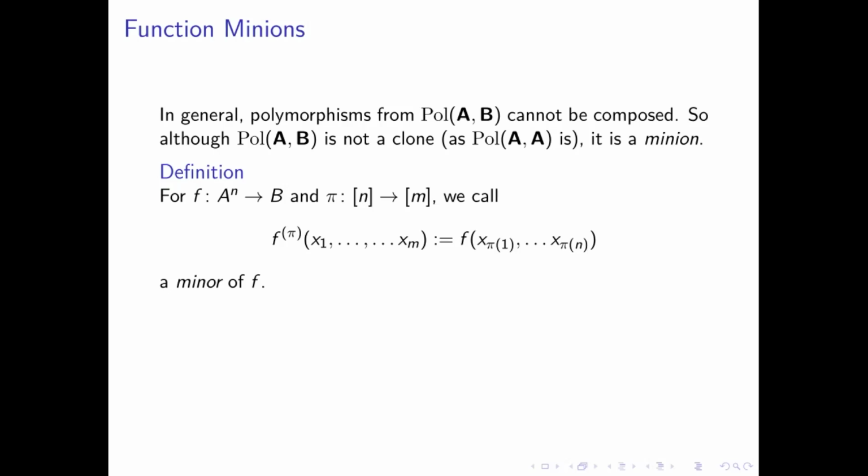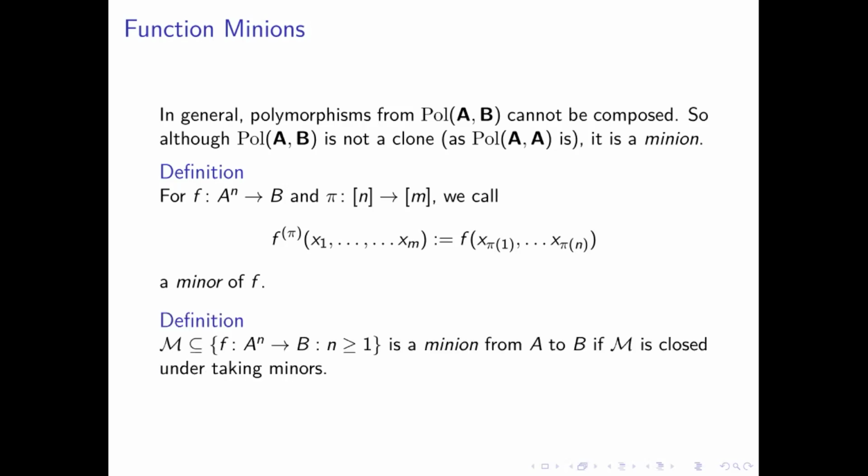To define a minion, I'm just going to define a minor of a function first. This definition basically just says f superscript pi is a minor of f if you can obtain it from moving variables around, identifying some variables, or introducing some dummy variables. That's a minor of f. And a set of functions from powers of A into B, which is closed under taking minors, is going to be called a minion.